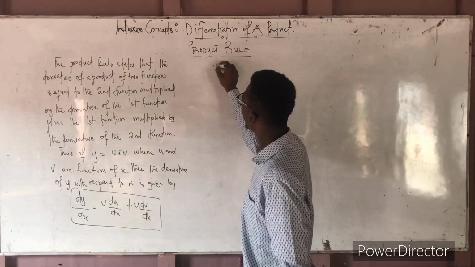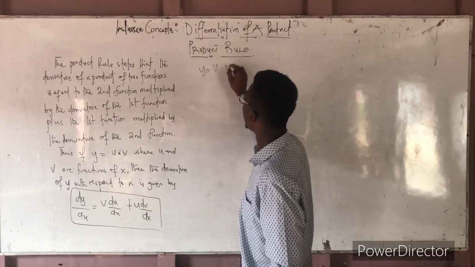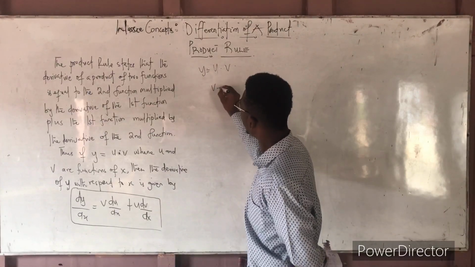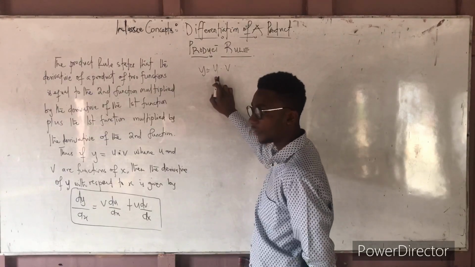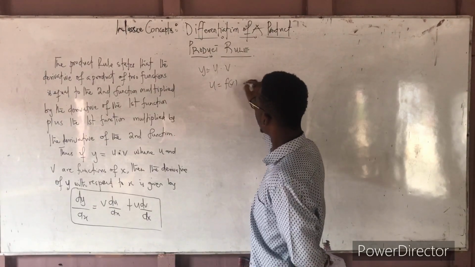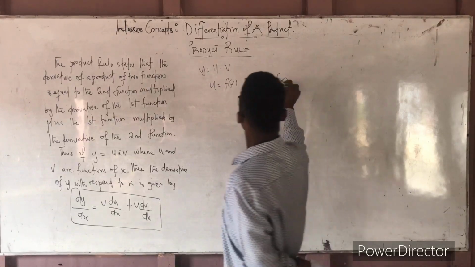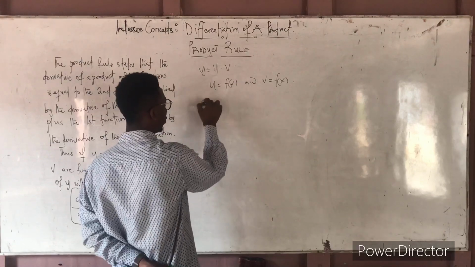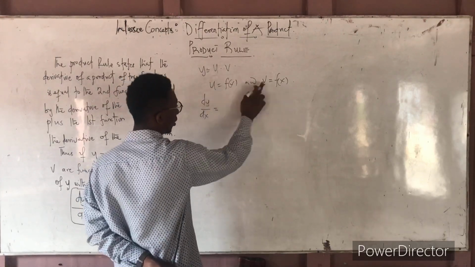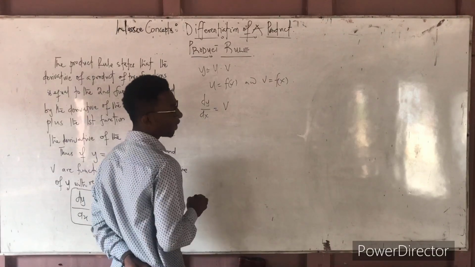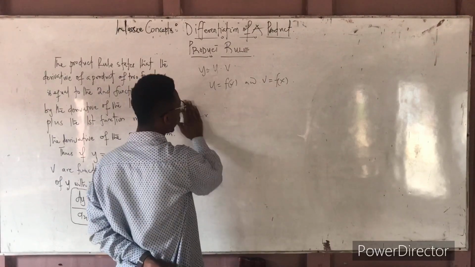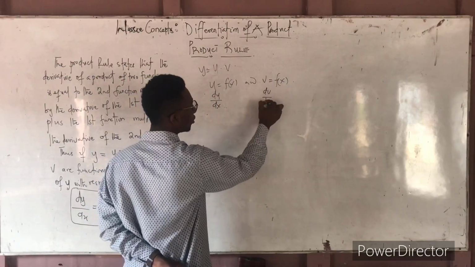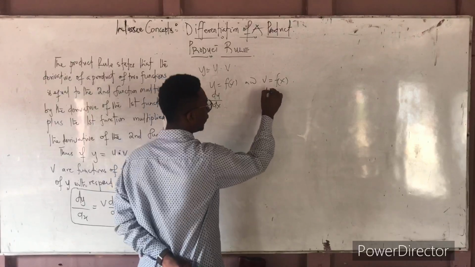So if y is equal to u times v, where u and v are functions of x, then the law says that if u is a function of x, and v is also a function of x, then the derivative of their product, dy/dx, simply becomes v, the second function, times the derivative of the first function, du/dx, and so on for the derivative of the second function, dv/dx.